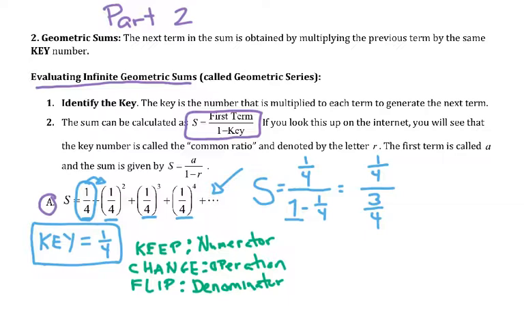So let's see how this works out. This would be keep the numerator, change the operation. What is the operation? The operation is divides. We change that to multiply. And then we flip the denominator. So what does that equal? Well, you might multiply it out and get 4/12, and then you reduce that. It's 1/3.